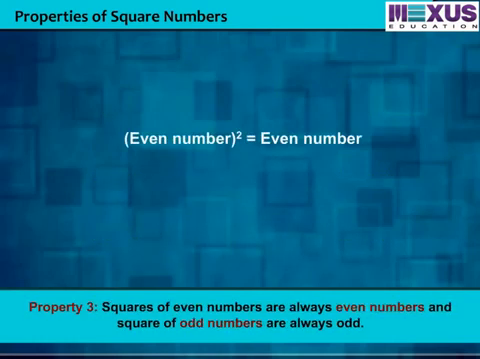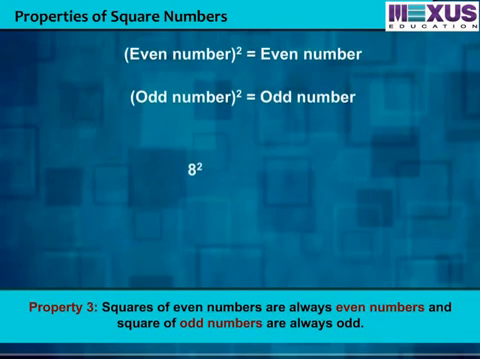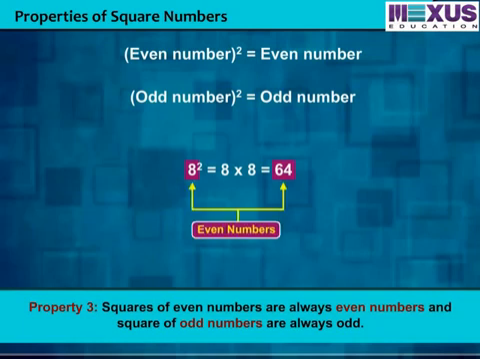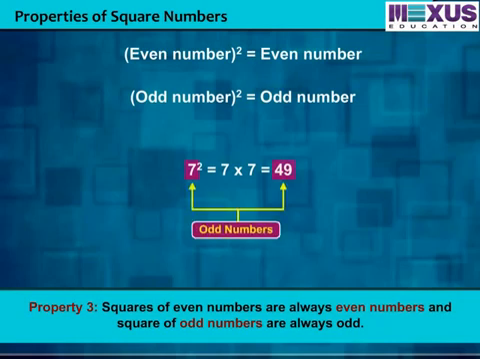Squares of even numbers are always even numbers, and squares of odd numbers are always odd. For example, 8 square is equal to 8 into 8 equals 64. Here we can see that both the numbers 8 and 64 are even numbers. Let us see one more example. 7 square is equal to 7 into 7 equals 49. Here too, we can see that both the numbers 7 and 49 are odd numbers.